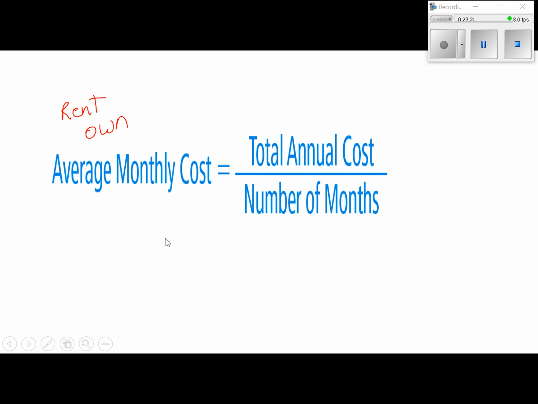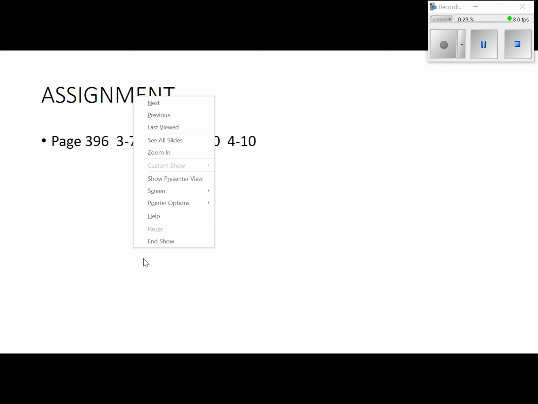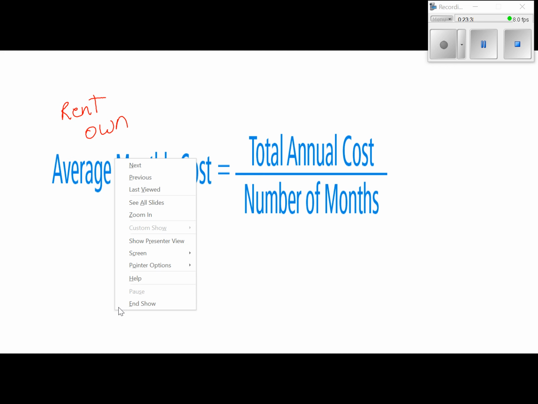Again, your assignment is just to do the quiz. Do the quiz on Moodle.